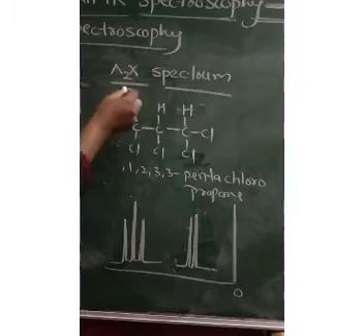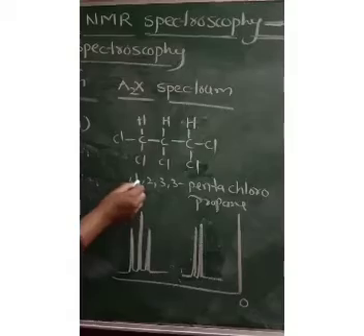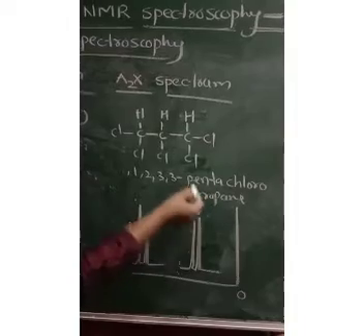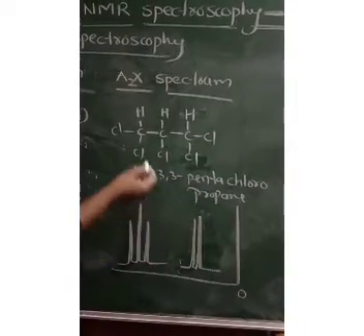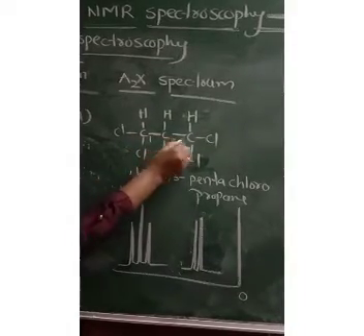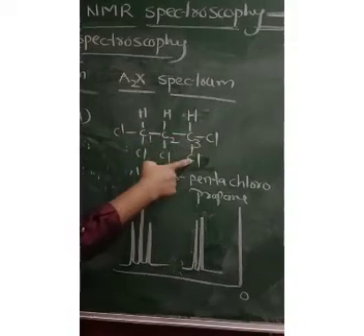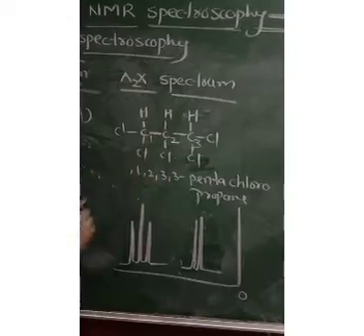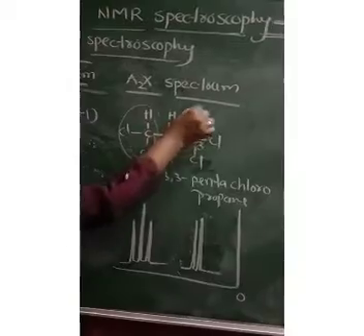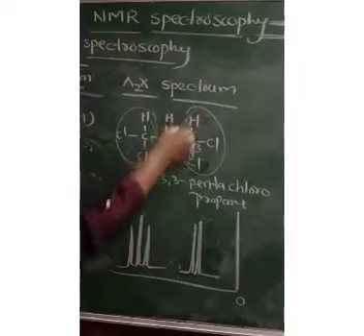Next example: for the A2X type of spectrum, the example is 1,2,3,3-pentachloropropane. A total of 5 chlorines are present, that is why it is pentachloropropane. In this example, 3 carbons are present: the first carbon, second carbon and third carbon. The first carbon has 2 chlorine atoms and the third carbon has 2 chlorine atoms, and the second carbon has only 1 chlorine atom. The first and third carbon atoms are symmetrically the same.